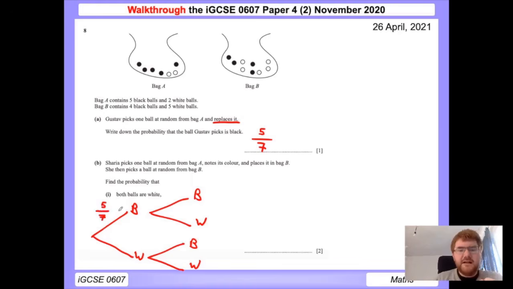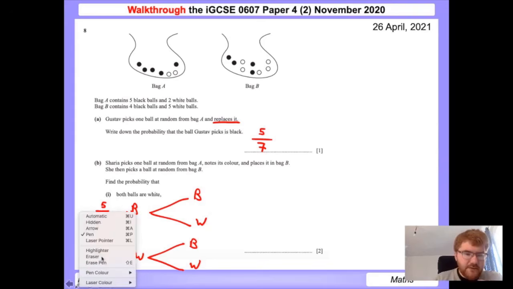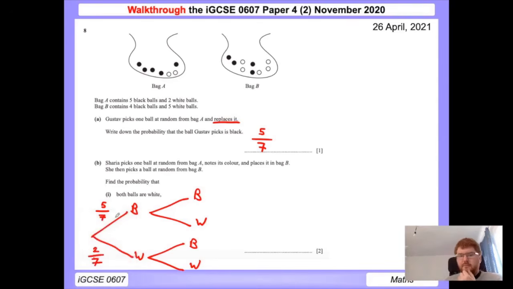And probabilities always have to add up to 1, so this needs then to be 2/7. Helps if I can add: 5 plus 2 is 7. There we are. I'm kind of thinking ahead to the next part of the question. So, the probability of a black ball from bag A is 5/7, and the probability of a white ball is 2/7.